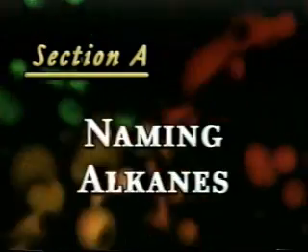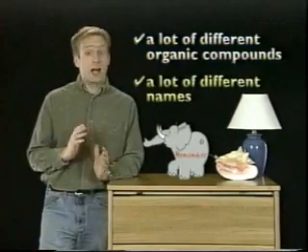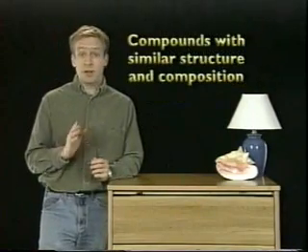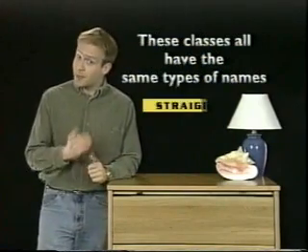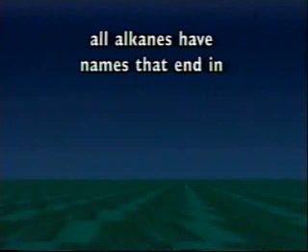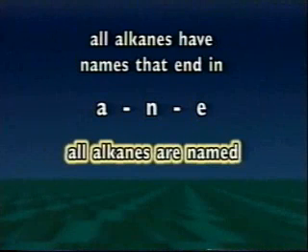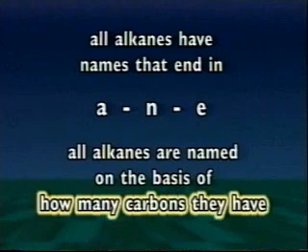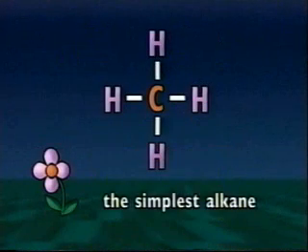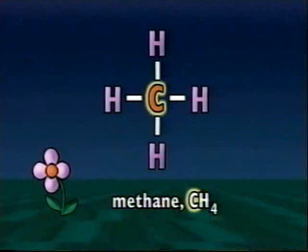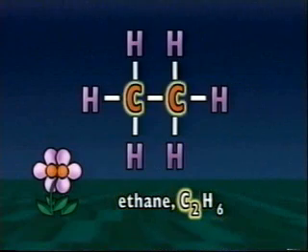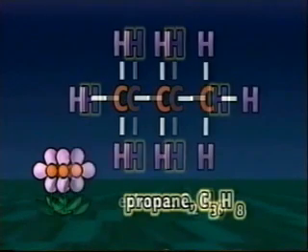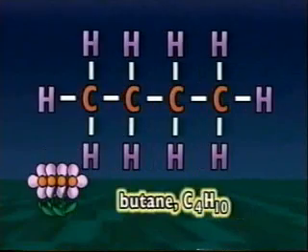Section A, naming alkanes. Remember, there are a lot of different organic compounds that have a lot of different names. But certain compounds with similar structure and composition are grouped into classes, which all have the same types of names to help you keep them straight. All alkanes have names that end in -ane, and all alkanes are named on the basis of how many carbons they have. We've already talked about the simplest alkane, methane, which only has 1 carbon atom and 4 hydrogen atoms. The next simplest alkane is ethane, which only has 2 carbon atoms and 6 hydrogens. Propane is a chain of 3 carbons, and butane has 4 carbons.